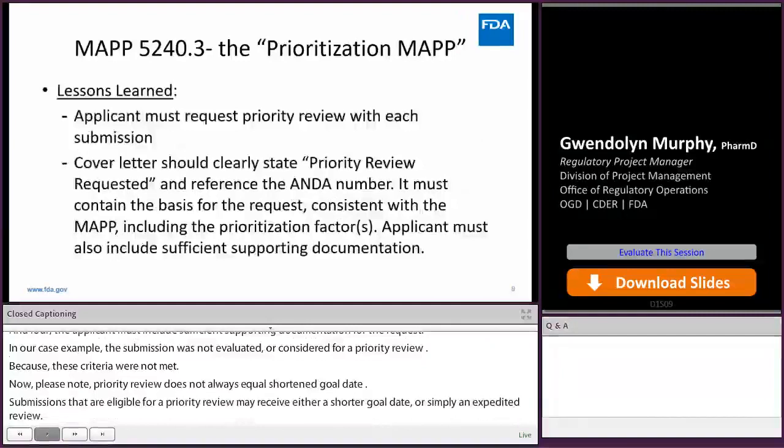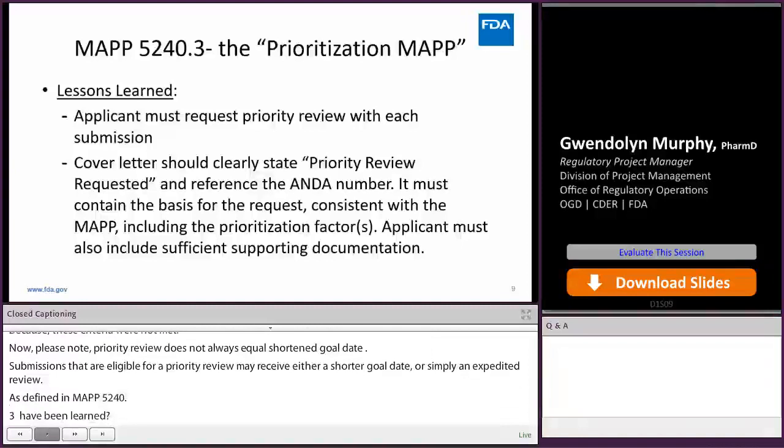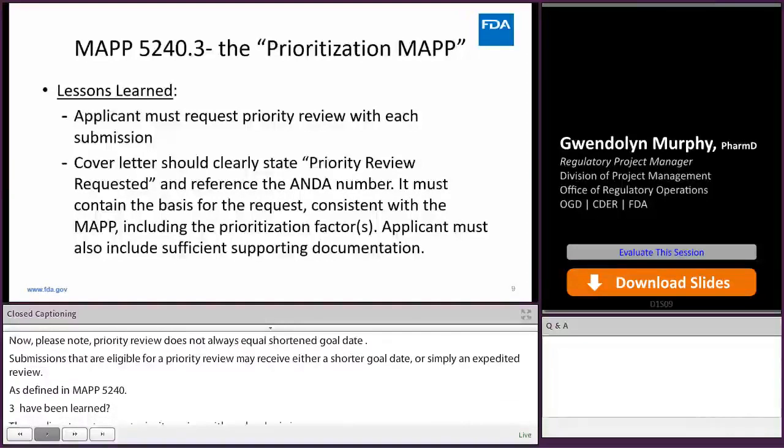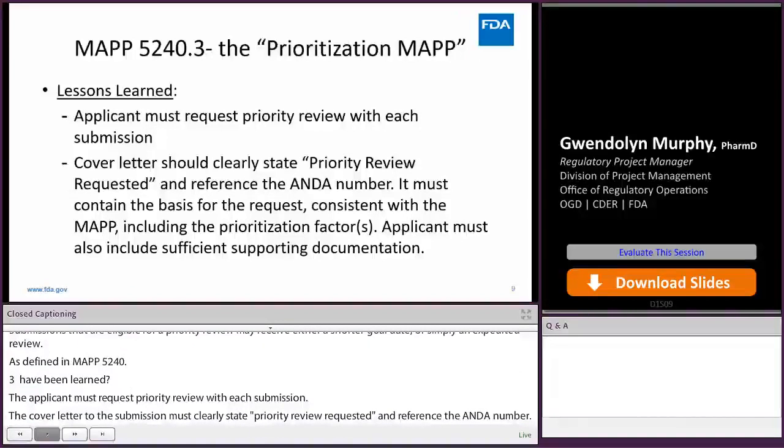So what lessons have been learned? The applicant must request priority review with each submission. The cover letter to the submission must clearly state priority review requested and reference the ANDA number. It must also contain the basis for the request consistent with the MAP, including the prioritization factors.